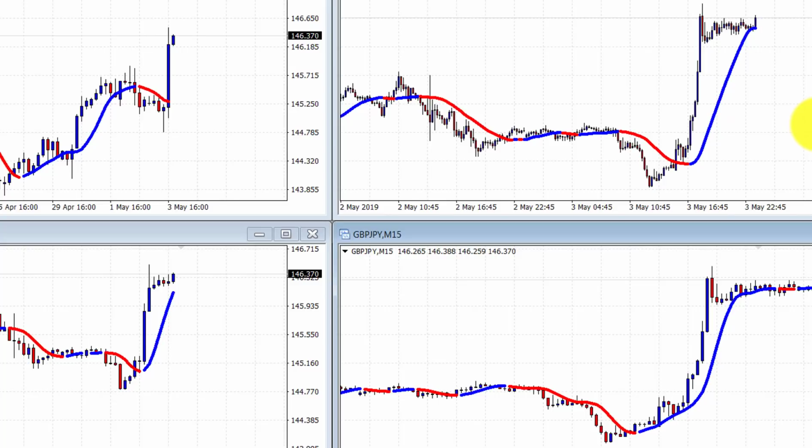Trade it when there's lots of volatility. Use short-term time frames to enter, use longer time frames to exit, or use sensitive settings to enter and less sensitive settings to exit. I hope I've given you some really good trading ideas how to use this very simple indicator.